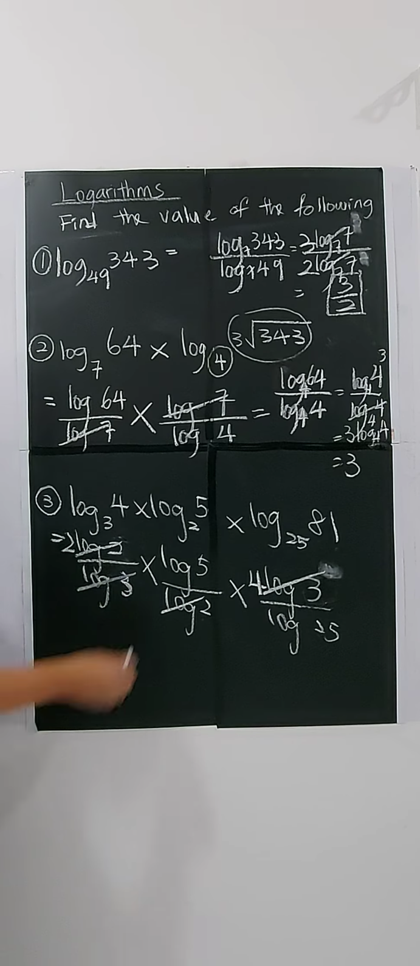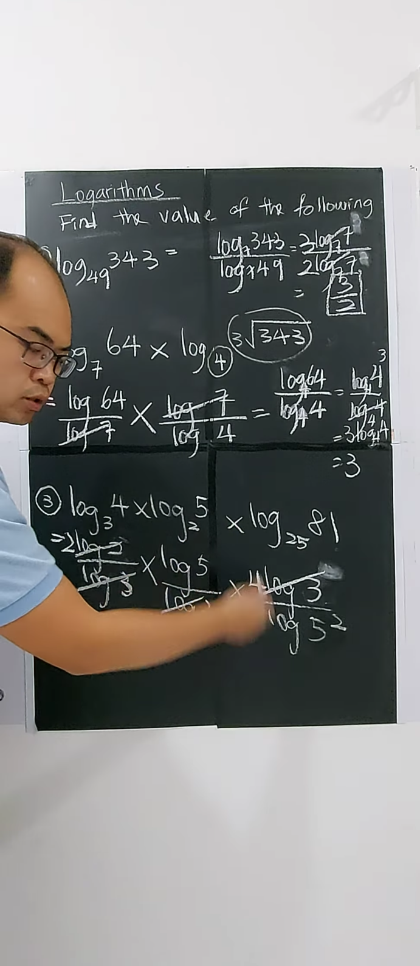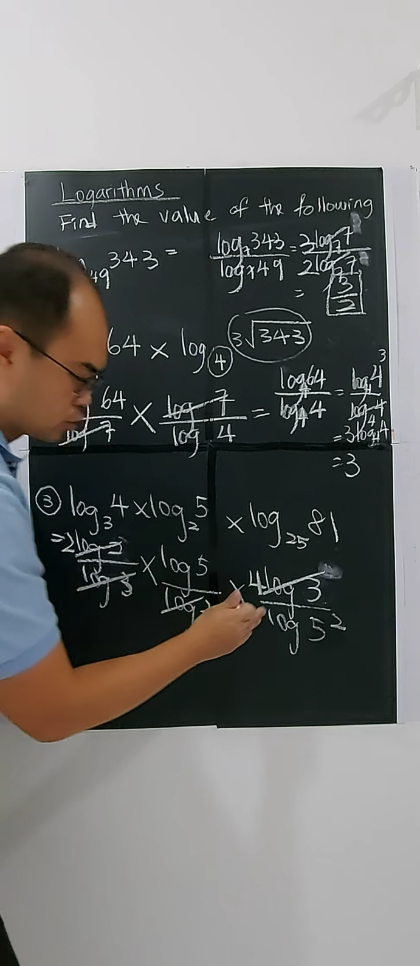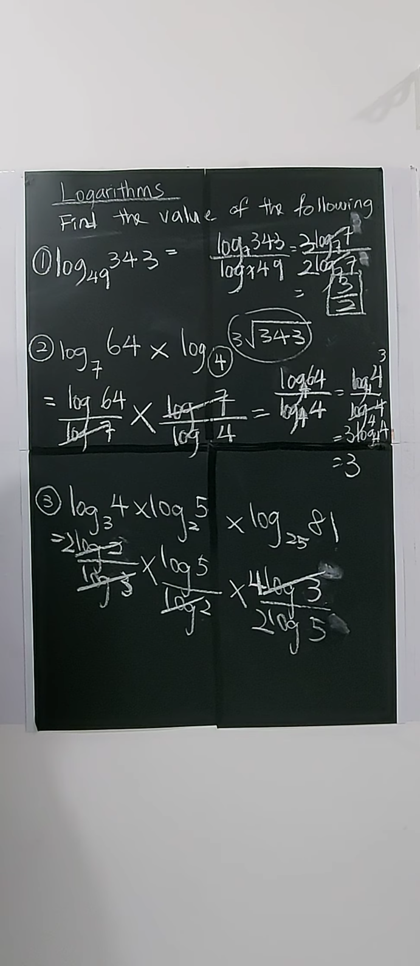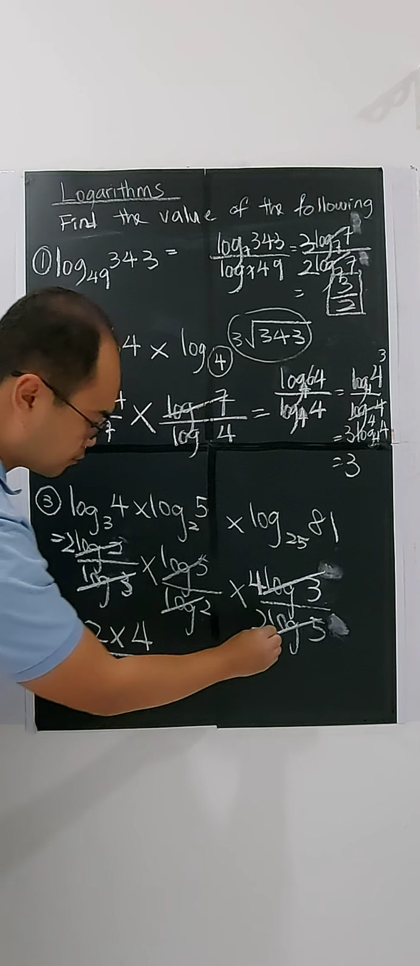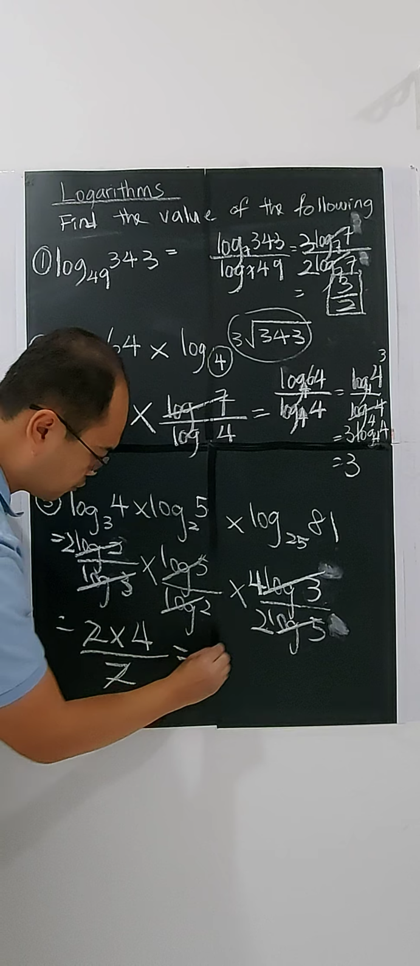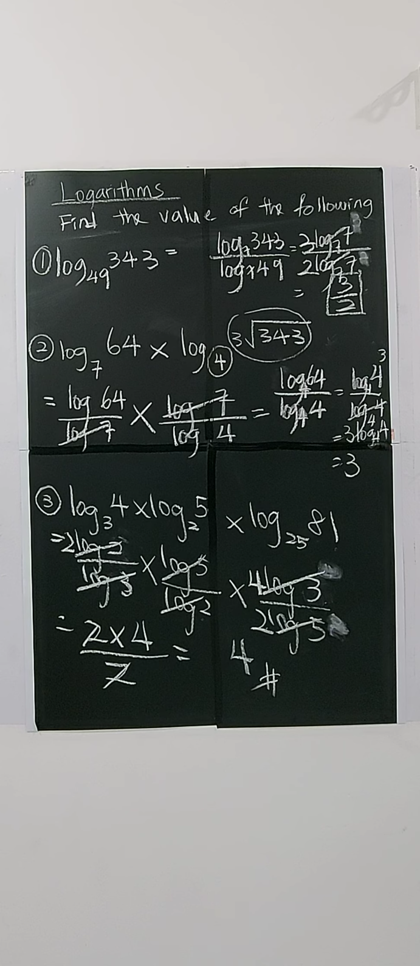Now this 25 is 5 to the power of 2. It looks very complicated, but after using the change of base, you can see log 5 to the power of 2 is 2 log 5, so you can cancel out the 5. Now you have 2 remaining here, and another one is 4 divided by the 2, which cancels out, and you have 4. Finally, you have evaluated this logarithm. I will do more examples for evaluating numbers involving log in the next video.